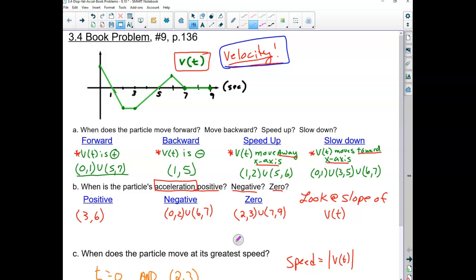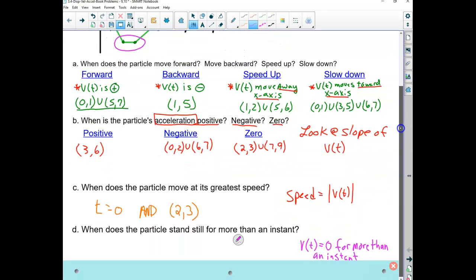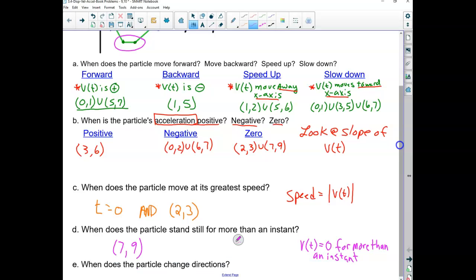Well, this is the velocity graph. My velocity is not zero there. My velocity is negative, but it does have quantity because it's not on the x-axis. Here's the only time I have zero velocity. Here I have no velocity at 5, but that's just for that time instant. Here I have it at 1, but that's just for that instantaneous moment. But on the interval from 7 to 9, my particle is standing still.